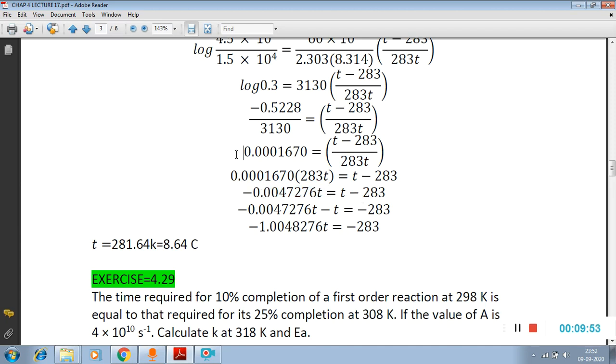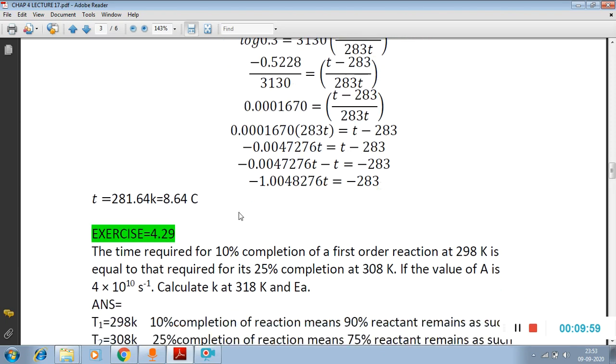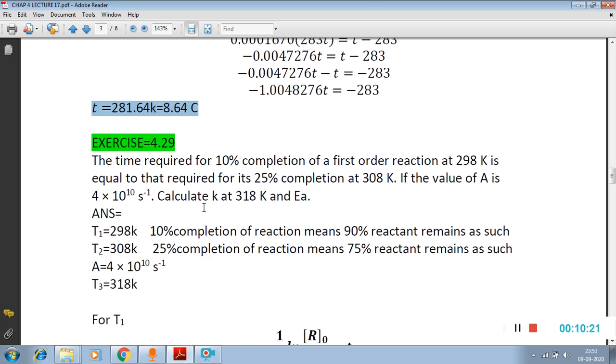Here minus is there. Okay, so make a correction here, in both these equations minus is there. So you will get minus 1.0048276 T is equal to minus 283. So the temperature is 281.64 Kelvin or 8.64 Celsius.